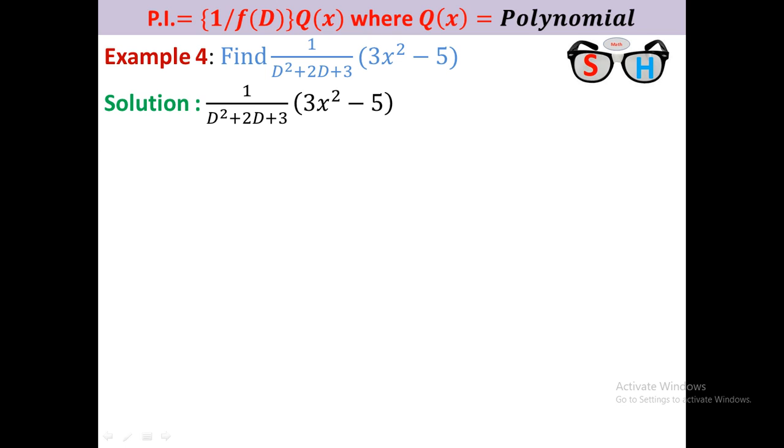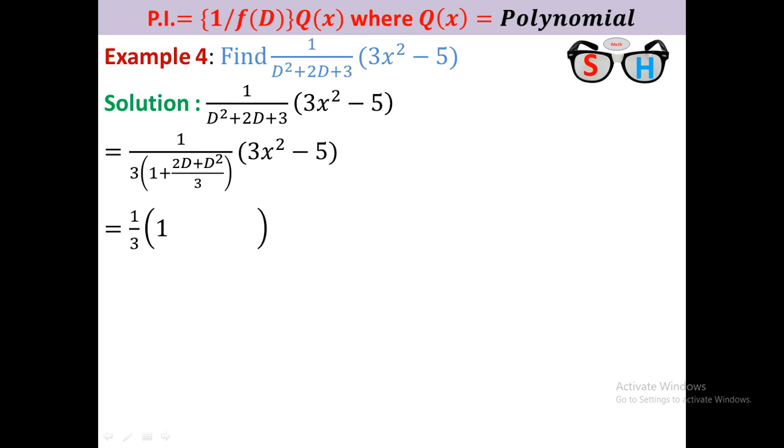How? Now we choose the smallest degree term. Here the smallest degree term is 3, then take 3 common from the denominator. Therefore, this is 1 and then (D square plus 2D) by 3. Okay, and this is a second degree polynomial. Then this will be 1 by 3 into (1 plus that) whole to the power minus 1. Okay, now I express it as the infinite series of that.